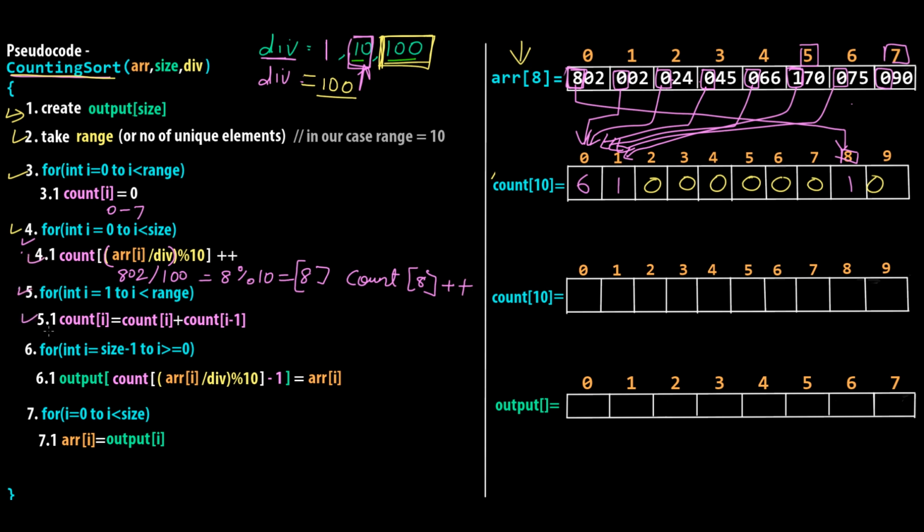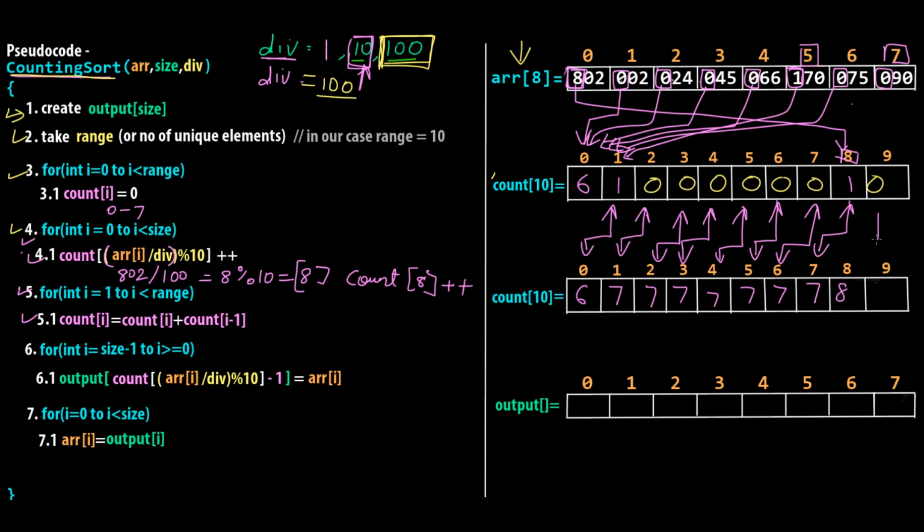Step number 5 and 5.1 is the cumulative addition. So 6 remains as it is. Then we do 6 plus 1 is 7. Then we have 0 plus 7 is 7. Again 0 plus 7, 7. Here we have 1 plus 7 is 8. 0 plus 8 is 8. So we've got our cumulative count in the same count array basically. So step number 5 and 5.1 done.